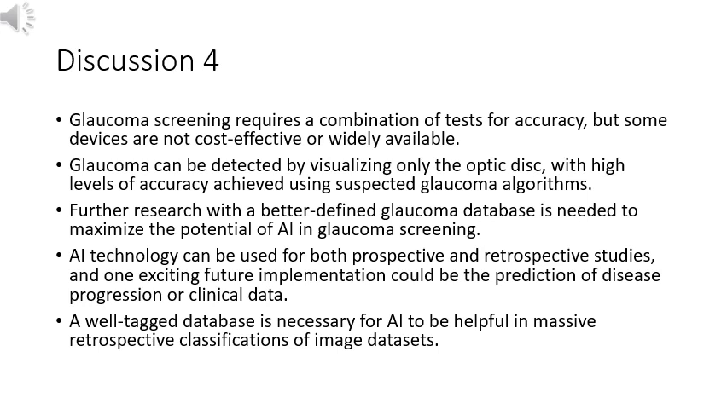We believe the kind of technology discussed in this paper could be used not only for prospective purposes, but also in retrospective studies, for classification in non-tagged big data sets such as hospitals or ophthalmological clinics. We use AI for classification, but one of the most exciting types of future implementation of CNNs could be the prediction of disease progression or clinical data. In the near future, application of big data will require a well-tagged database, and AI could be very helpful in this arena for massive retrospective classifications of image data sets.